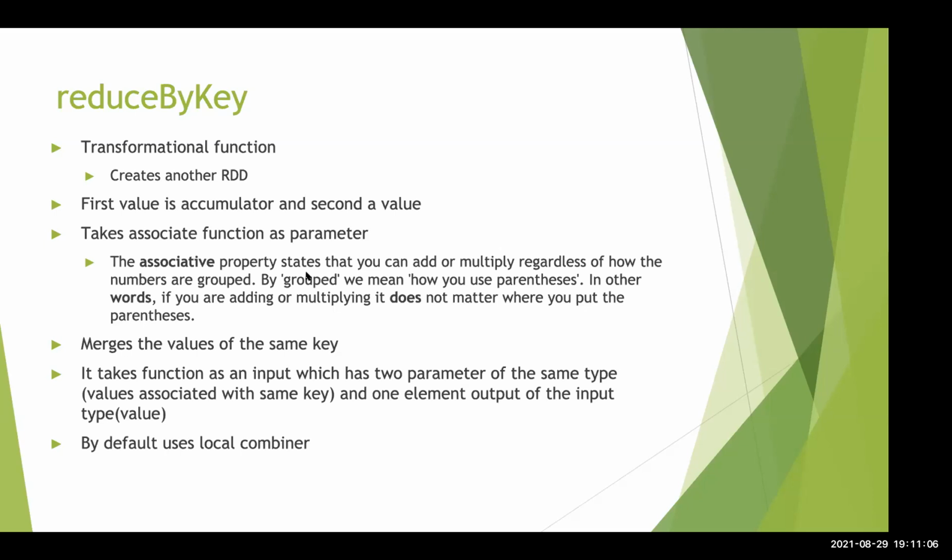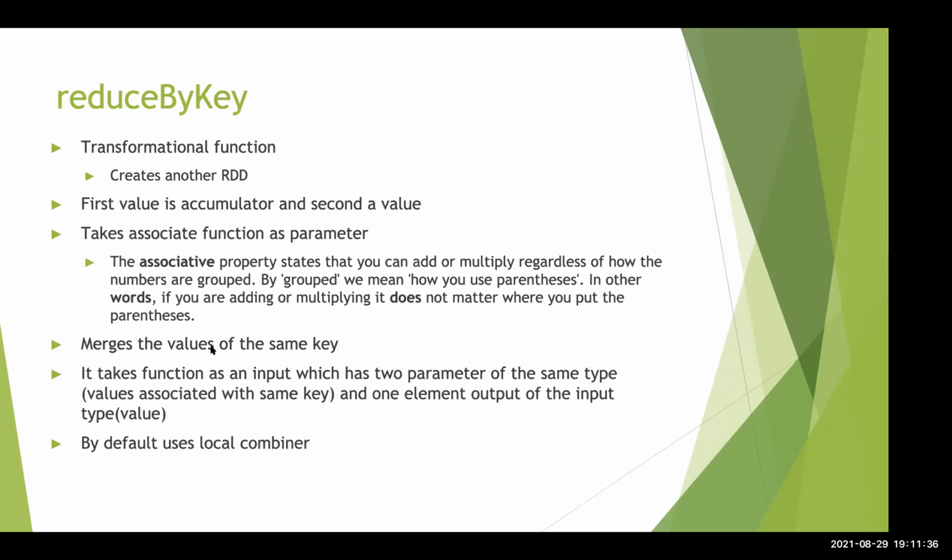The associative property says that you can add or multiply regardless of how the numbers are grouped. By grouping we mean how you use the parentheses. If you say 4 plus 5 in one bracket, then plus 6, it's 15. If you say 4 plus, then in brackets 5 and 6, that will also be 15. That's the associative property. You can group numbers in any way you want and it gives you the same result, for summation or multiplication.